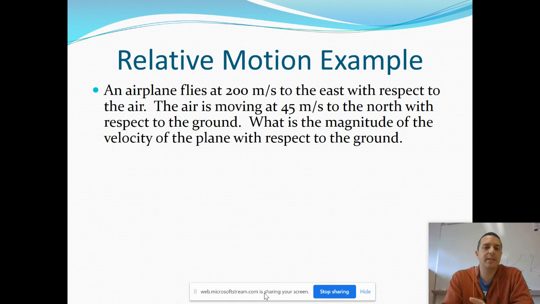All right, so this is going to be our last video on this topic, and we're going to take a look here at relative motion in two dimensions instead of one. So now we have an airplane.